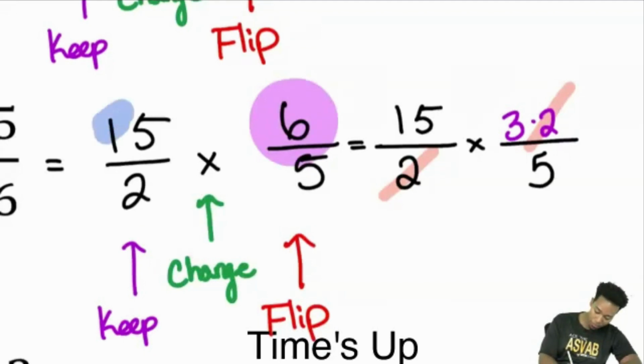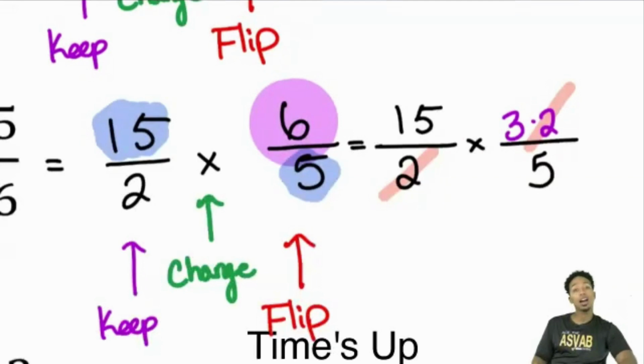Everybody, the 15 and the 5 over here, what do they share in common?